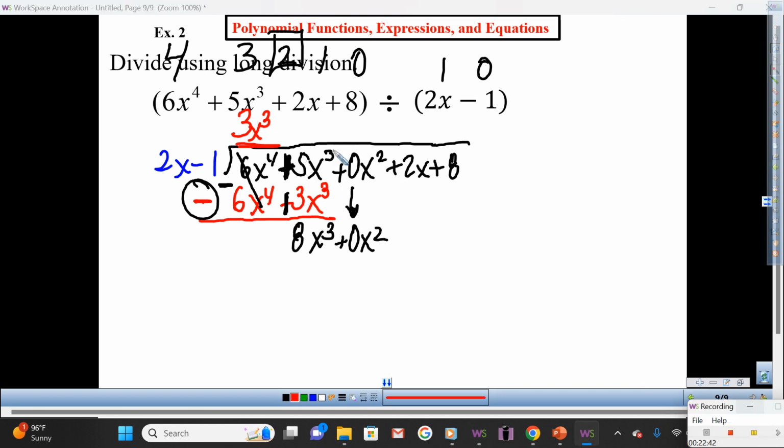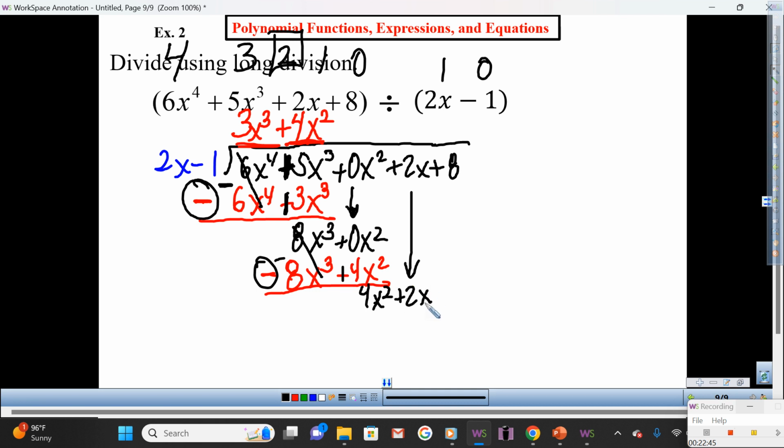All right, what's our next term? What number times 2x gives us 8x cubed? What is that number, Maya A? Yes, 4x squared. That is correct. So 4x squared times 2x, that is 8x cubed. And 4x squared times negative 1, that's negative 4x squared. We subtract, which means distribute this negative here and here. This cancels. We're left with 4x squared, and we bring down the next term, plus 2x.